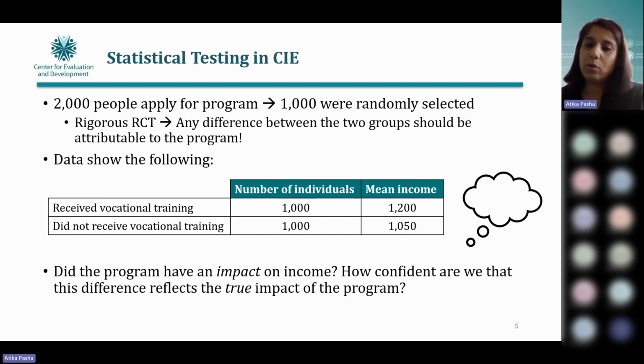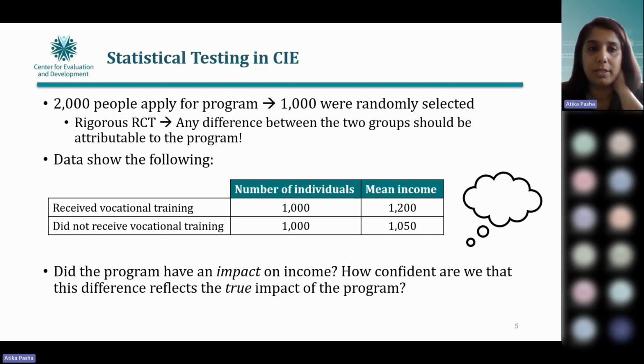So coming back again to our program of training youth for employment and income improvement enhancements, we are looking at 2,000 people who applied and 1,000 who were randomly selected. So we are going to our CIE method, which was a rigorous RCT. Again, we assume that all differences between the two groups are accounted for, or they are similar, and therefore any difference in the income or employment that we observe after the program is attributable to the program.